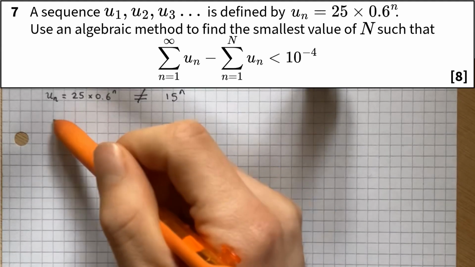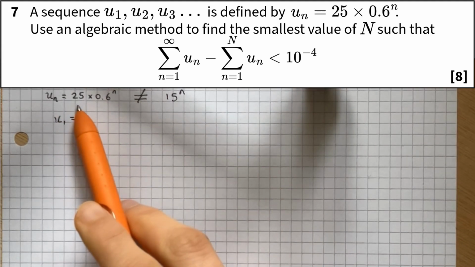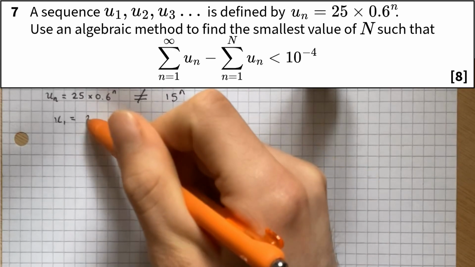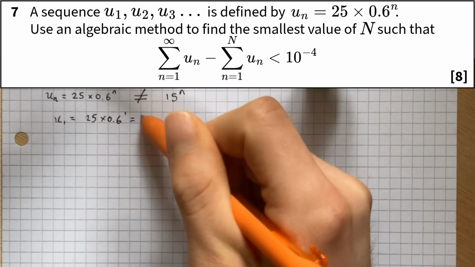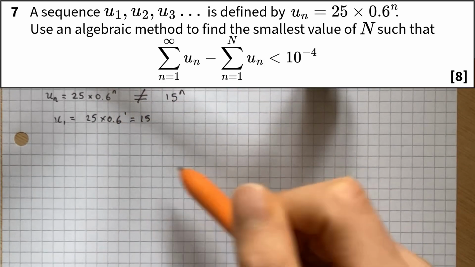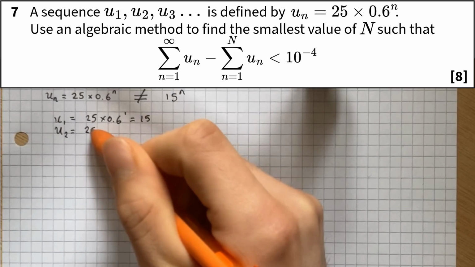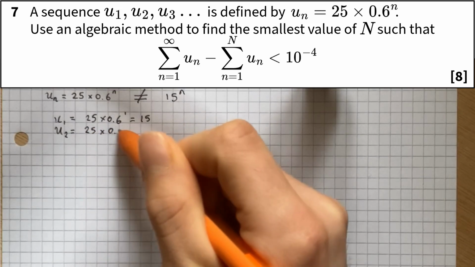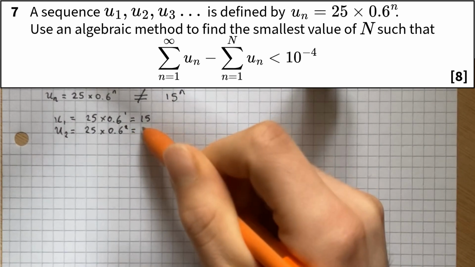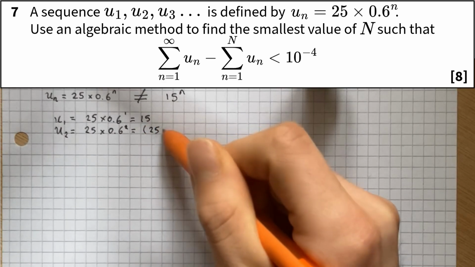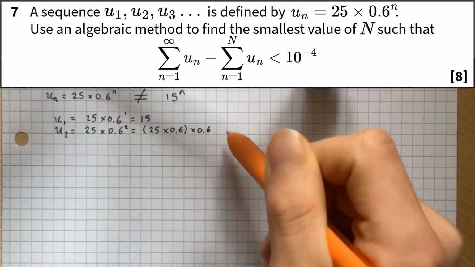If you already know it's geometric, that's great. That's a really good piece of knowledge. But if not, let's find the first few terms and see if we can work out what the sequence is. The first term is found by subbing in 1 into here. 25 times 0.6, we're going to get 15. The second term will be 25 times 0.6 squared. That's the same as doing 25 times by 0.6 and then times by 0.6 again.